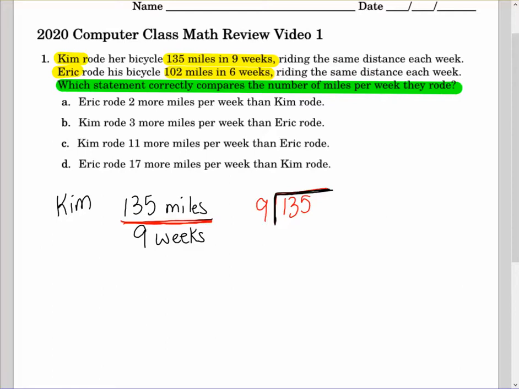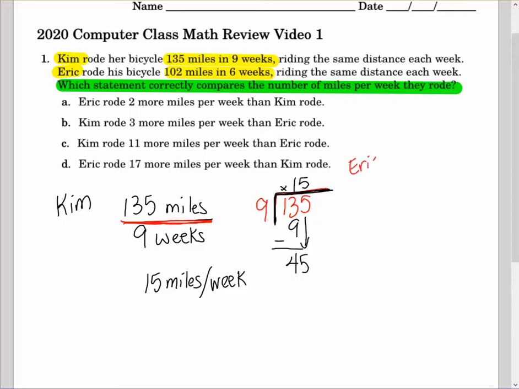So how many times does 9 go into 135? So anywho, 9 does not go into 1, so we put a baby x. 9 goes into 13 one time. That gives you 9. Next step would be to subtract. You get 4, right? And you bring that down, you have 5. 9 goes into 45 5 times. So what that means is Kim rode 15 miles for every 1 week, or we'd say 15 miles per week, which means out of 1 week. So that's Kim.